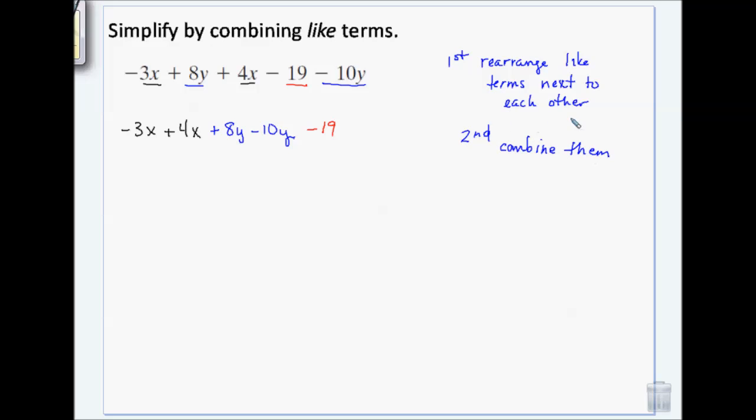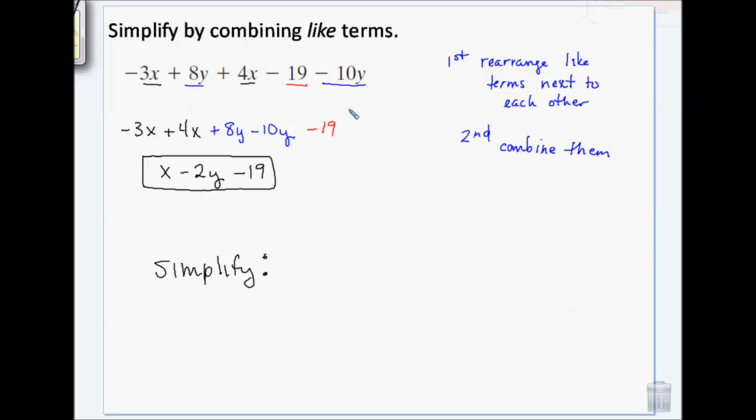Now, like I said, this first step is optional. You don't have to rearrange them. Just make sure that if you don't rearrange them, you take account of every single like term that's in the whole expression. Like, don't miss something and leave it out. So negative 3 plus 4 is just 1x. 8 minus 10 is negative 2, and then that poor little negative 19 is just all still hanging out by himself. Is to combine all like terms.